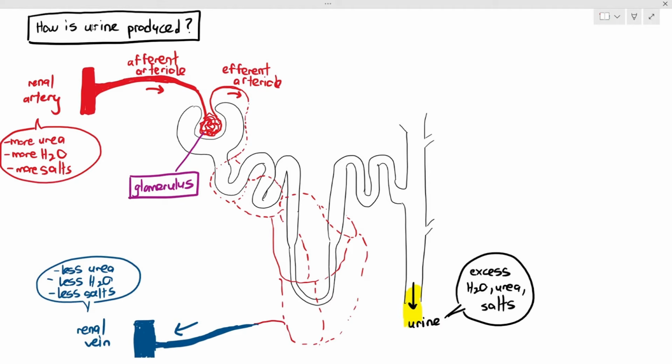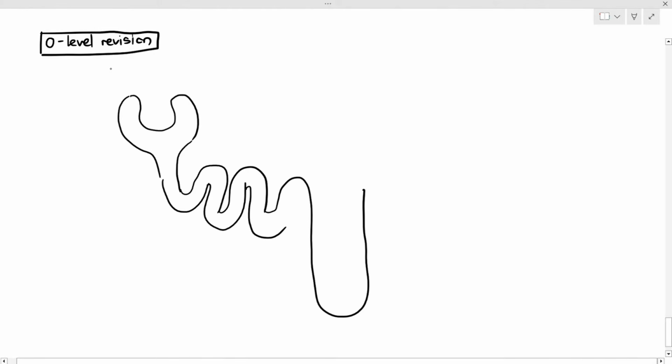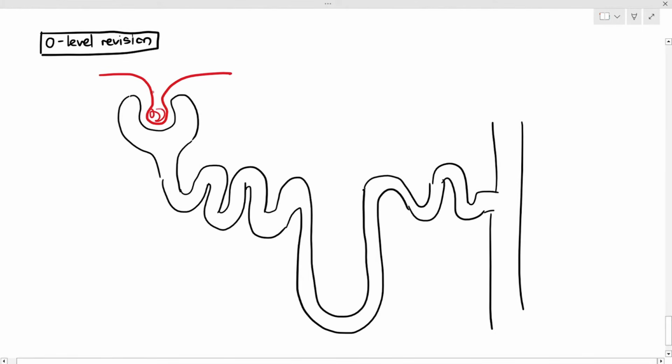Now, before we study the highly complicated urine formation process, I want to do a little bit of O-level revision. If you've not done O-level biology or you did not study kidneys previously, it's okay. This just gives you an idea of what the nephron is supposed to do. So I'm just drawing out the nephron here. You can see the Bowman's capsule, PCT, loop of Henle, DCT, and collecting duct, not duck, okay? And you can also see the glomerulus, which is that highly coiled structure.